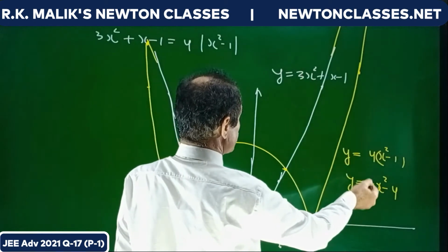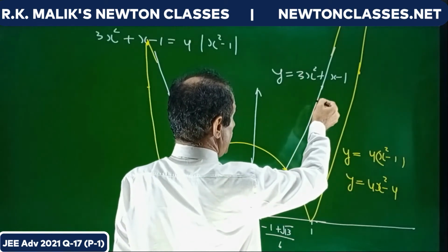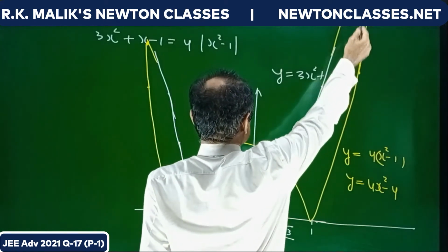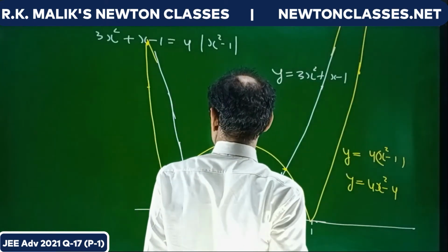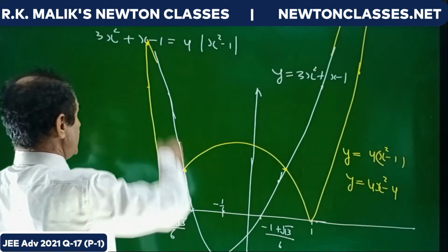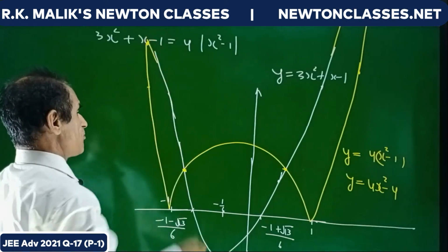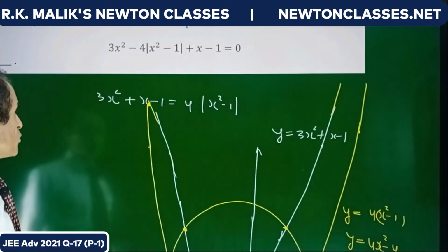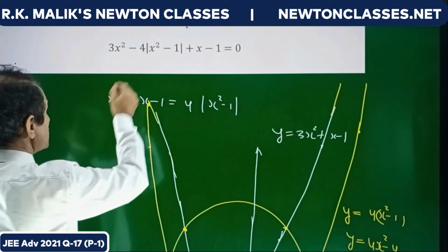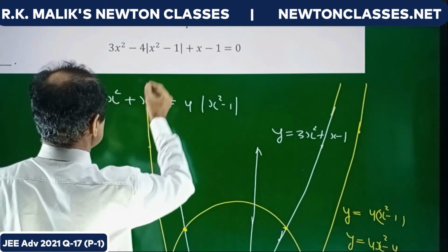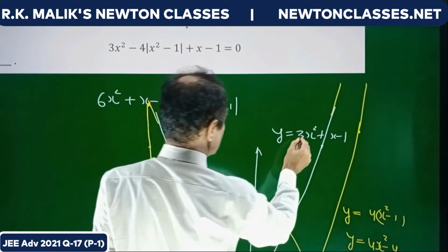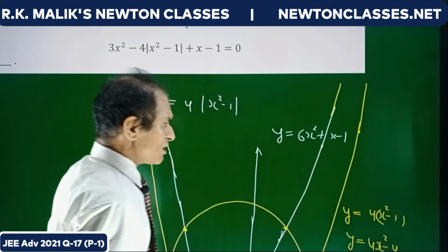That is, the graph of this will surely be above the graph of this at some point, and hence there will be a point of intersection. Similar logic here also, at some point there will be a point of intersection. But suppose instead of 3 here, 6 is here. In that case, 6 will be here.